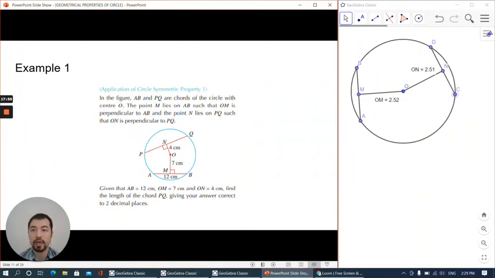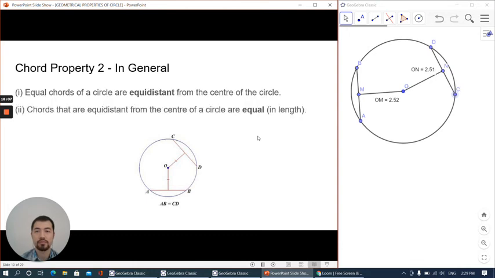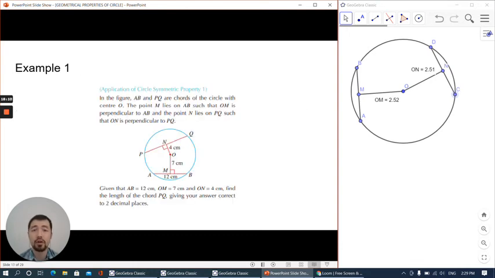the second properties. In the figure, AB and PQ are chords of a circle with center O. The point M lies on AB such that OM is perpendicular to AB, and the point N lies on PQ such that ON is perpendicular to PQ. So this is the visual drawing of what is explained here. Now, given that AB equals 12 centimeters, OM is 7 centimeters, ON equals 4 centimeters, find the length of the chord PQ, giving your answer correct to 2 decimal places.